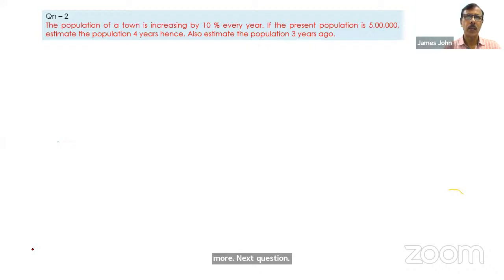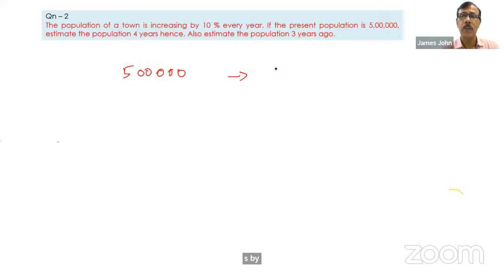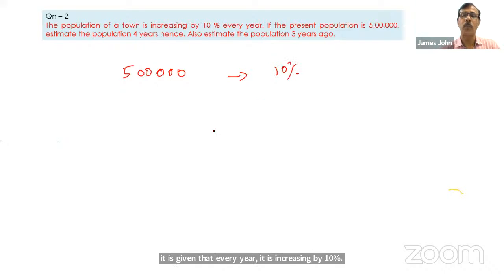The population of a town is increasing by 10% every year, and the present population is 5 lakh. Estimate the population 4 years hence. That means the current population of a town is 5 lakh, and every year it is increasing by 10%. So you can apply the compound interest formula. You can take P as 5 lakh, R as 10%, and N as 4.